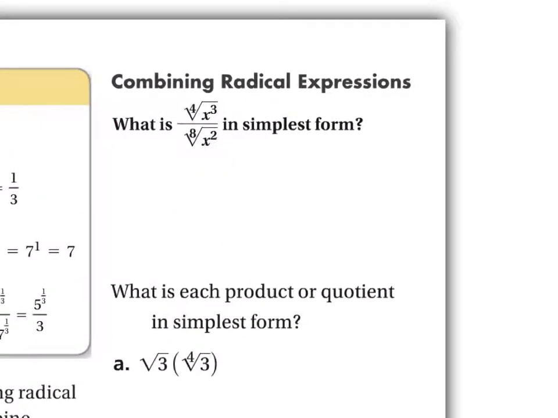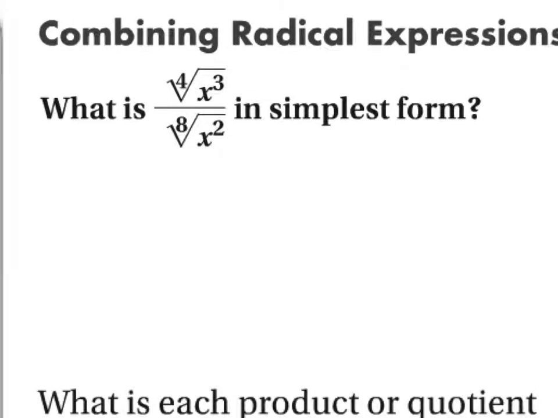Right off to the side here, that first example. We have the 4th root of x to the 3rd power divided by the 8th root of x to the 2nd power. Now, one reason why we do rational exponents is that we are now able to work with these types of problems. So the first thing we should do is rewrite these as rational exponents. So we have x to the 3/4 power over x to the 2/8 power. Well, 2/8, that simplifies, doesn't it? Yeah. So that means I have x to the 3/4 power over x to the 1/4 power.